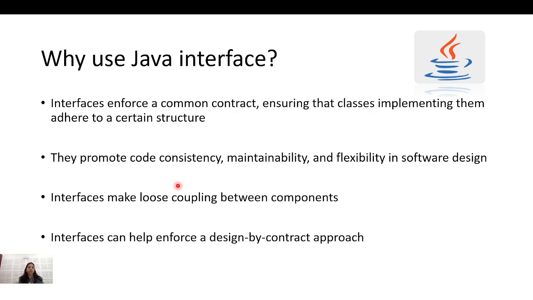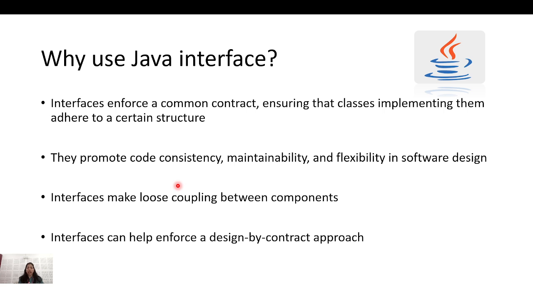Okay, so why do we use interfaces? Because interfaces are similar to abstract classes, right? I can have abstract methods in my abstract class also. So why do I need the Java interface? The benefit of the interface is that it enforces a particular common contract, which ensures that the class implementing that interface will adhere to the same structure.